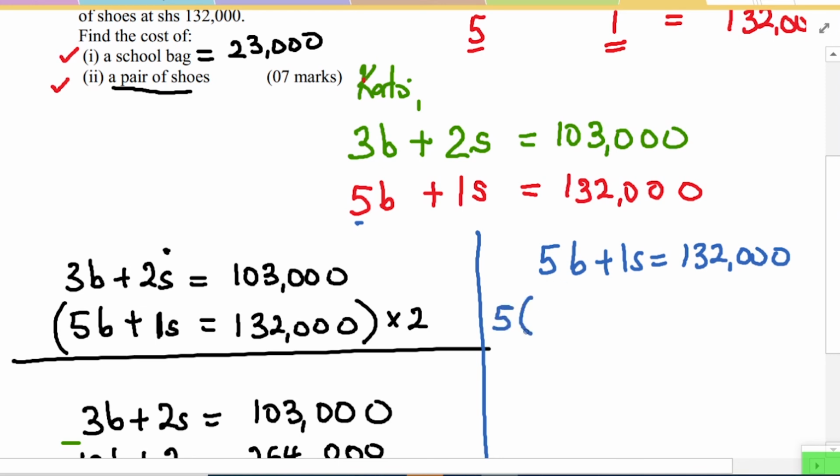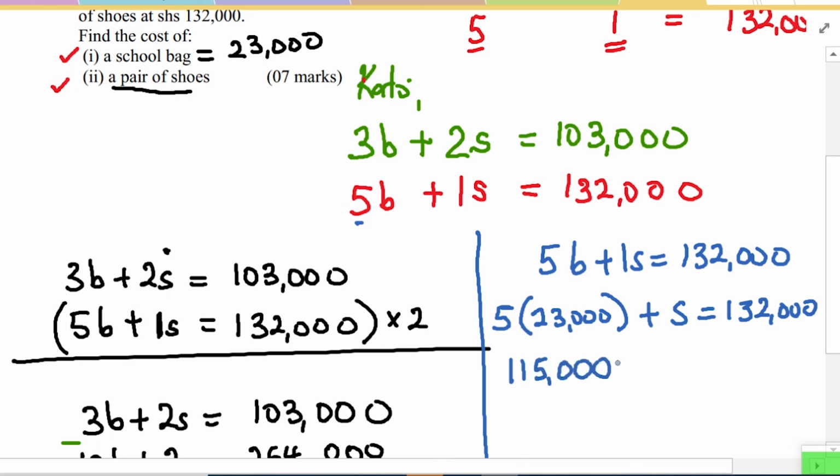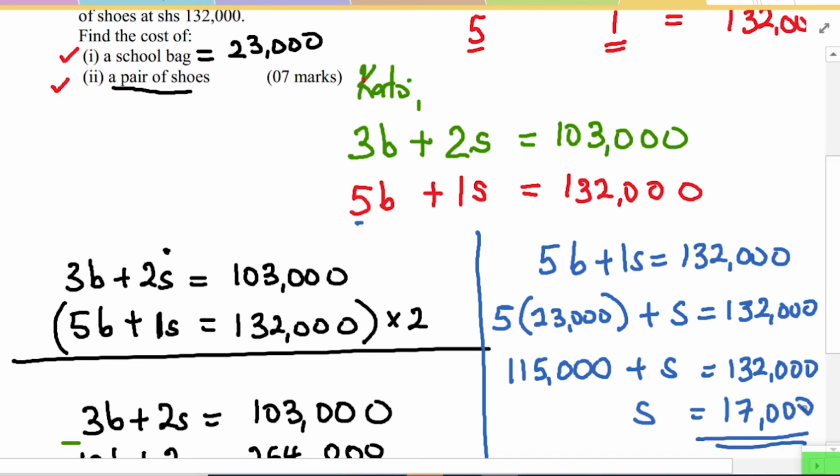Then we shall simply substitute. We have 5 times b, and the b happens to be what we got as 23,000, plus 1s, which is the same as s, is equal to 132,000. So this is going to become 115,000 plus s, giving us 132,000. So my value of s here is going to be 17,000. So that's the answer. The pair of shoes costs 17,000.